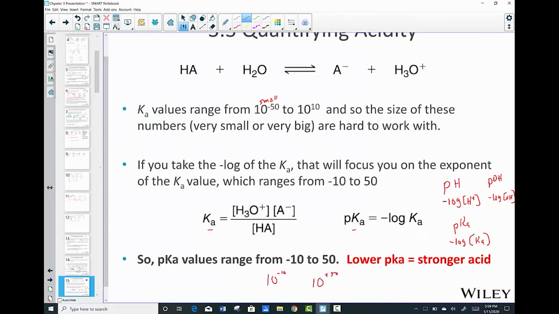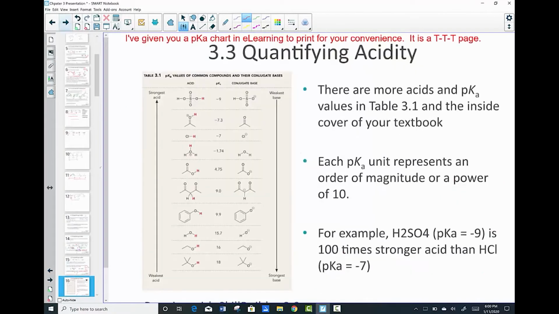This is an example, just a little snapshot of your pKa chart. Again, in your text and in your e-learning, I provided you one to print, and it has a much more extensive list of acids and their conjugate bases. As you look over this table, the left column lists the acids, and it does a nice job of highlighting the ionizing proton in red. Over here, once it's lost its proton, it forms its conjugate base. The right column is its conjugate, and in the middle, you see its published pKa value.